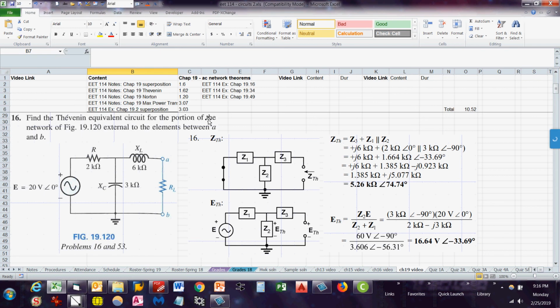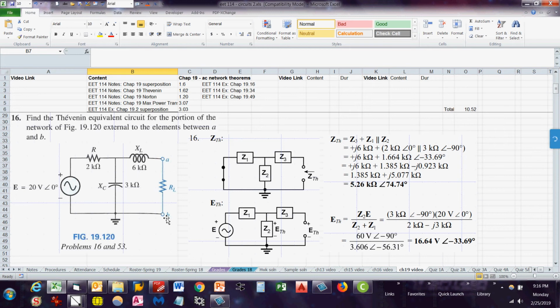AET 114, Chapter 19, Example 16, Thevenin equivalent. Find the Thevenin equivalent for the portion of the network external to the elements A and B. So they've already identified this part of the circuit and labeled these A and B.